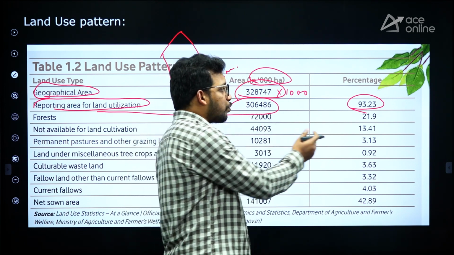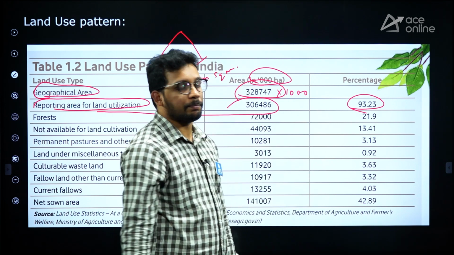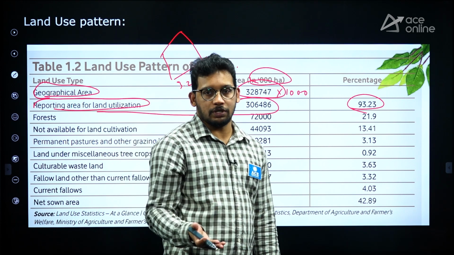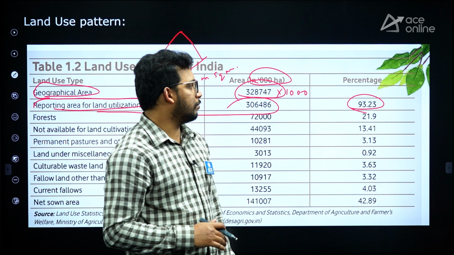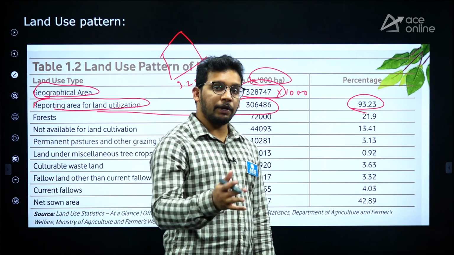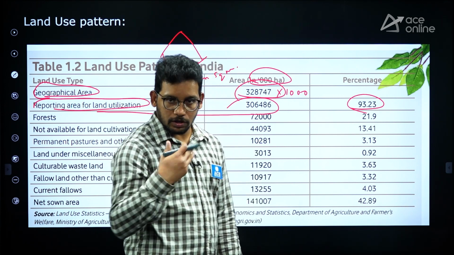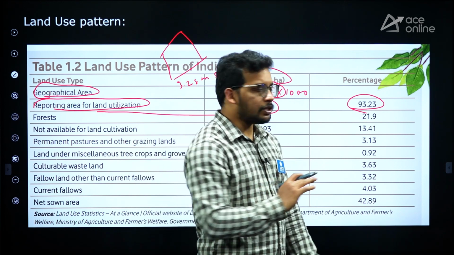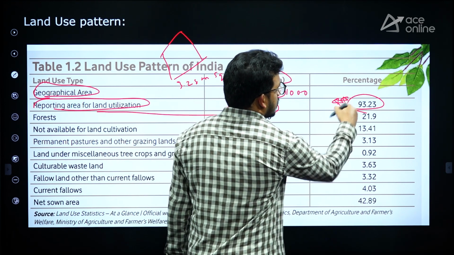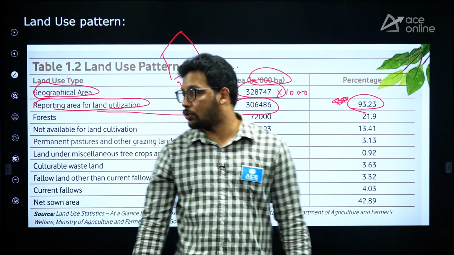So around 6.77% of land we are not using. Let's say in the Ladakh region, which is a very unreachable area, or even POK, Pakistan occupied Kashmir. It is also our land, but we are not utilizing it formally. So this is the total utility percent of our land, out of the total land.